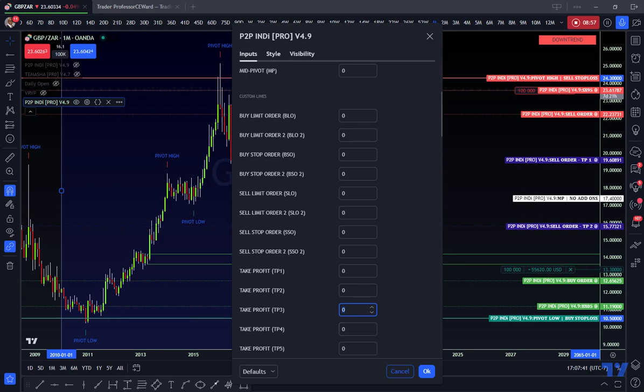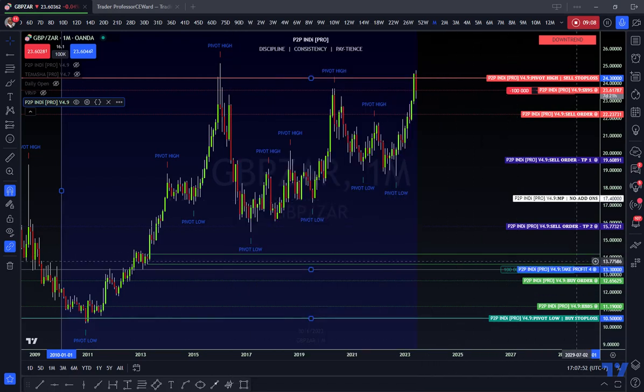So that was TP3, but I'm going to show you in a minute. I'm going to use it as my TP4. So I'm going to plug it in here. And I'm going to put 13.30. And then that'll be my take profit 4.